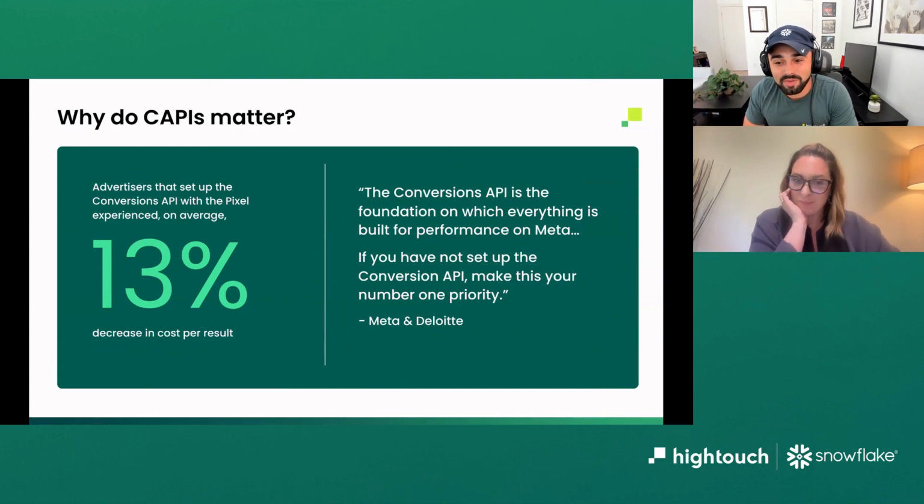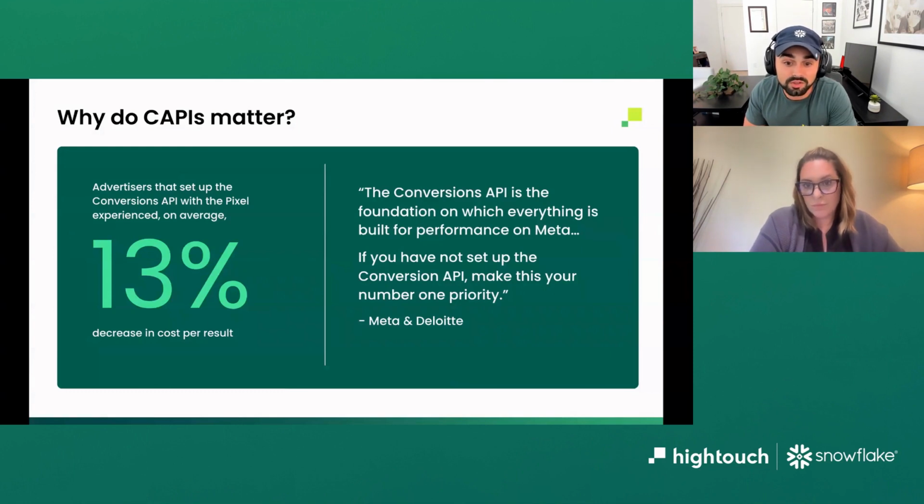All right. So why do CAPIs matter? So it's actually fairly difficult to test this. My old company, we did a bunch, but looking around on the internet, you might not find a ton of different case studies around this. But Facebook came out with Deloitte, a new and honestly awesome resource that we can share in a follow-up email where they came up with a couple different case studies. So one of the things that they saw was that advertisers setting up CAPI with Pixel experienced a 13% decrease in cost per result, which is huge, right? When we're talking about hundreds of millions of dollars of spend, a 13% decrease in cost per result is massive. So you can really see why this matters and the impact that it can have.